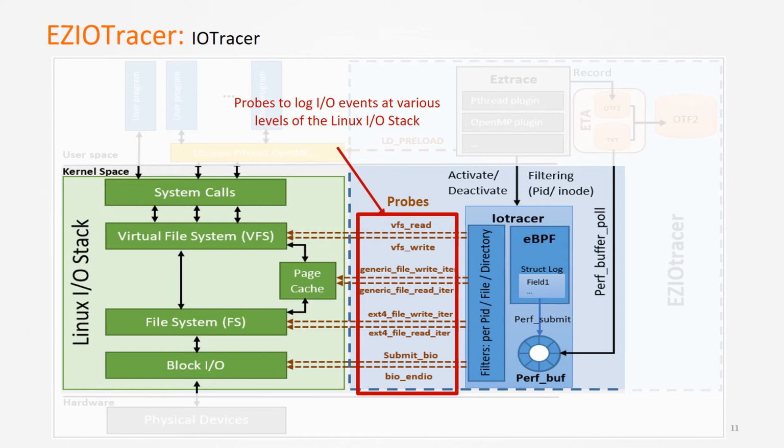Each probe has an associated handler that is executed when the function in question is called. Each handler records in the trace a timestamp and a series of parameters that are specific to the function called. For example, the size and the address of the IO operation.